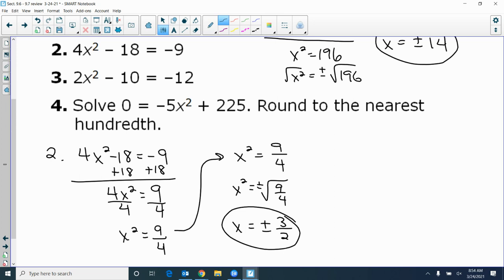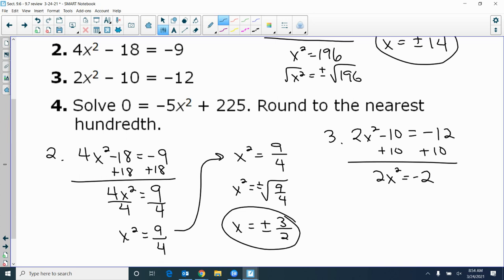Now, the third one, 2x squared minus 10 equals negative 12. Got to get that x squared by itself. So add 10. Because you get 2x squared equals negative 2. Still got to divide by 2. X squared equals negative 1.